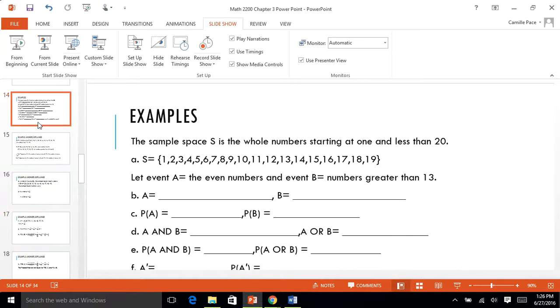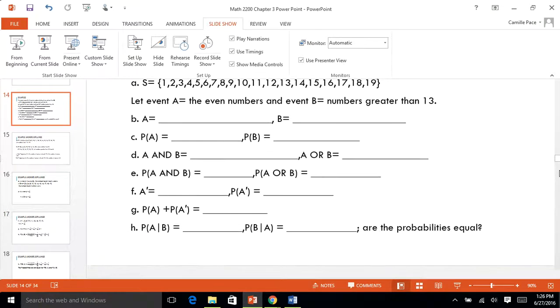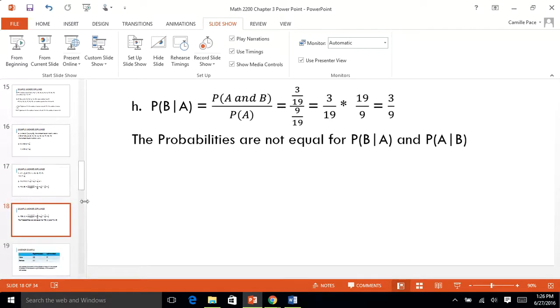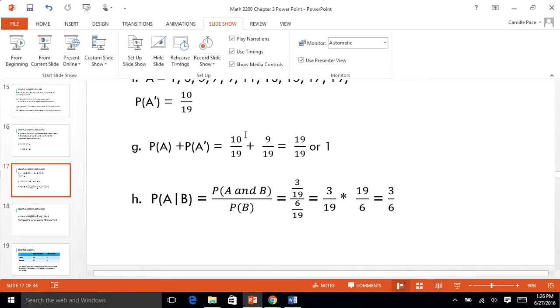So the next question asks, what is the probability of A plus the probability of the complement of A? So if I go look here, there it is. The probability of A plus the probability of A complement is 10 over 19 plus 9 over 19, which is 19 over 19, or 1. Remember, that was in the slide previously. That's how you determine what that is.